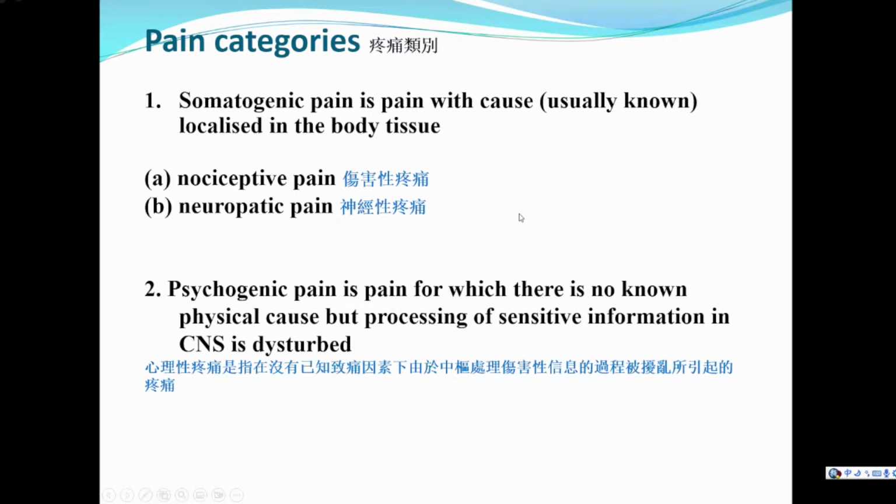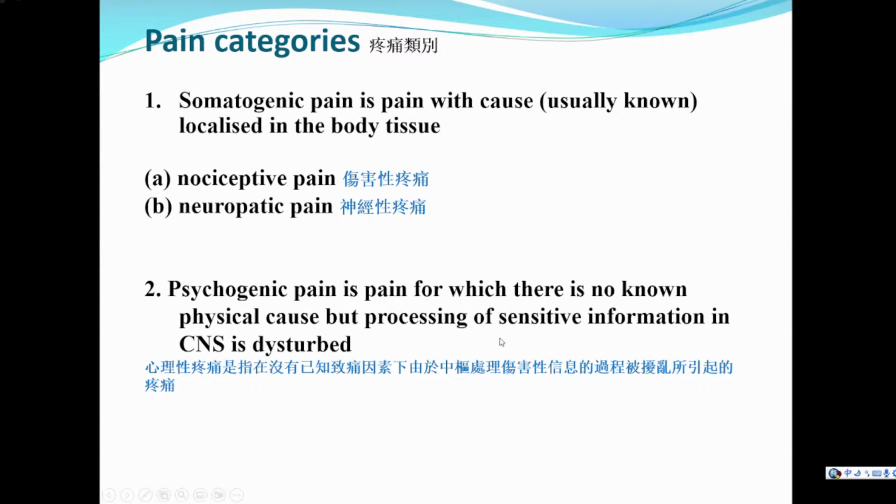Neuropathic pain is typically a nerve pain, like trigeminal neuralgia or sciatica. Nociceptive pain, like what I mentioned before about rheumatoid arthritis, could be nociceptive pain. But very often they could be mixed.